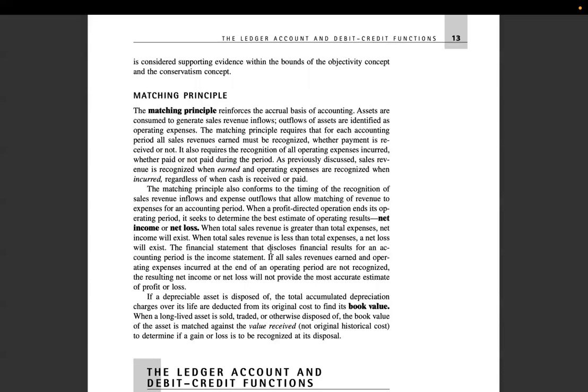To the matching principle. Okay, the matching principle. Are you okay with my way of moving forward? You understand, right?